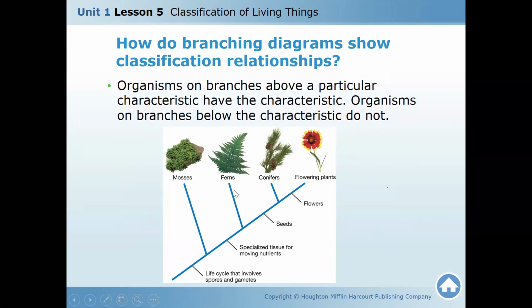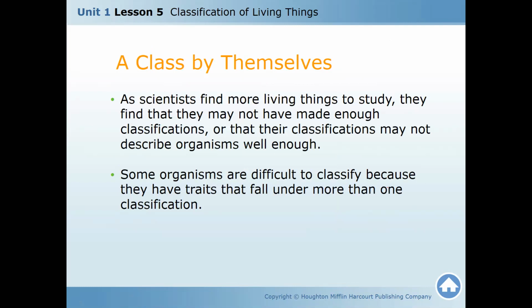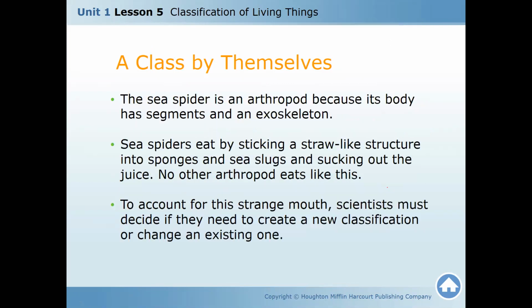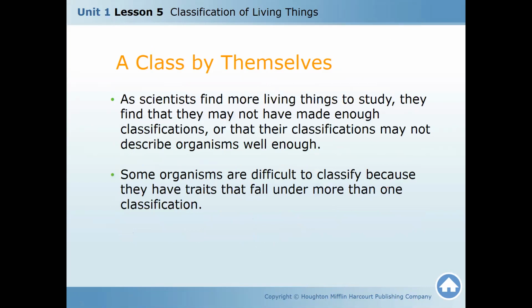Organisms on branches above a particular characteristic have the characteristic. For example, mosses have spores and gametes, ferns have specialized tissues, then conifers. Understood? They gave a diagram to study about them. A class by themselves. As scientists find more living things to study, they find that they may not have made enough classifications, or that their classification may not describe organisms well enough. Some organisms are difficult to classify because they have different traits, especially the hybrid ones.